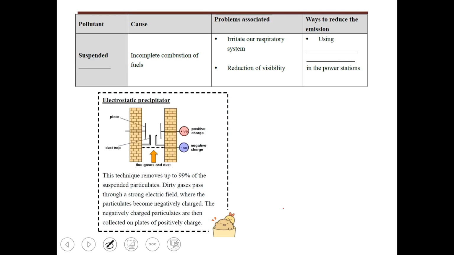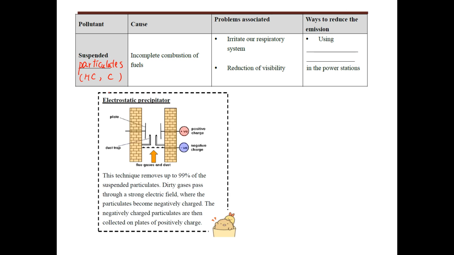So the fourth type of pollutant is suspended particulate. So they may be the unburned hydrocarbon, they may be simply carbons which form under incomplete combustion. So they may be hydrocarbon or carbons themselves. These particulates are quite large in size, so that's why we call them particulates instead of molecules, okay? So they form because of incomplete combustion again, and they may irritate our respiratory system, and may also reduce the visibility. That's easy to understand.